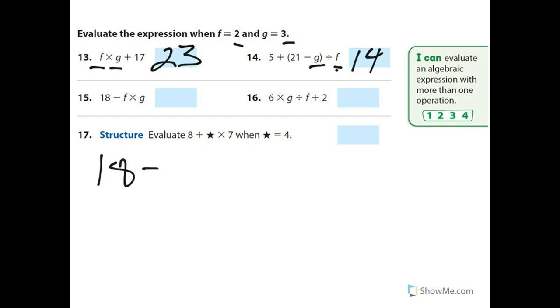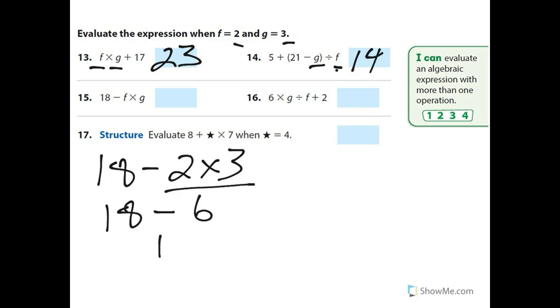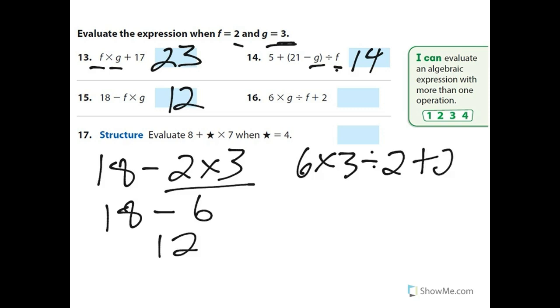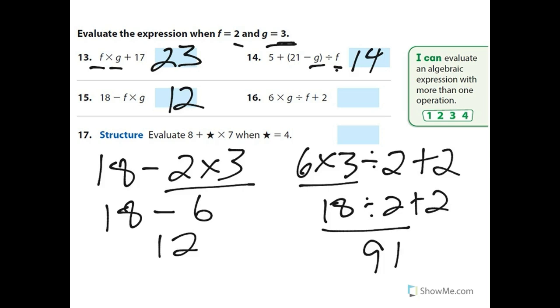Alright, so 18 minus 2 times 3. 18 minus 6 is 12. Alright, so 6 times 3 divided by 2 plus 2. So 6 times 3 is 18. 18 divided by 2 is 9. And 9 plus 2 is 11.